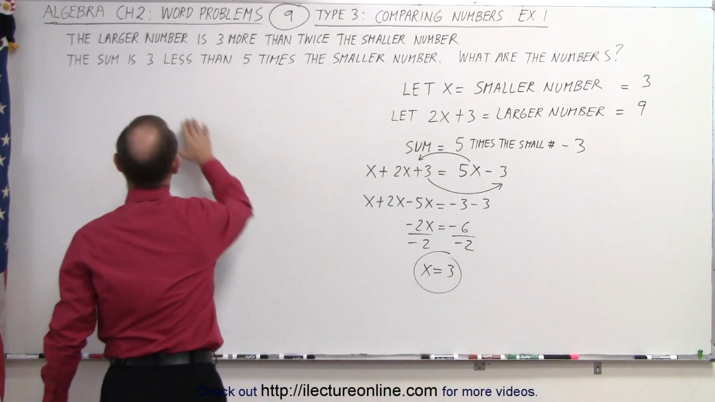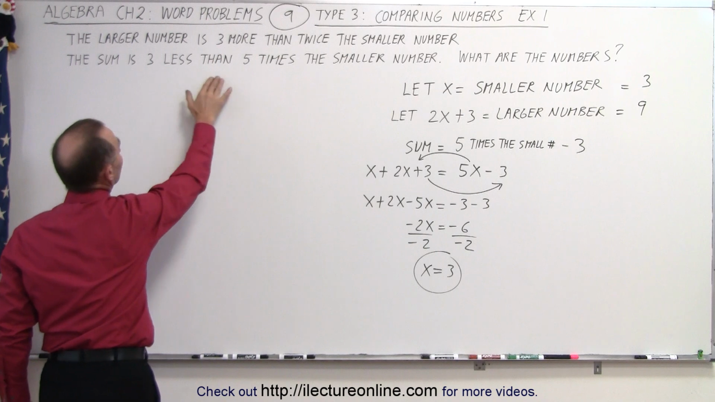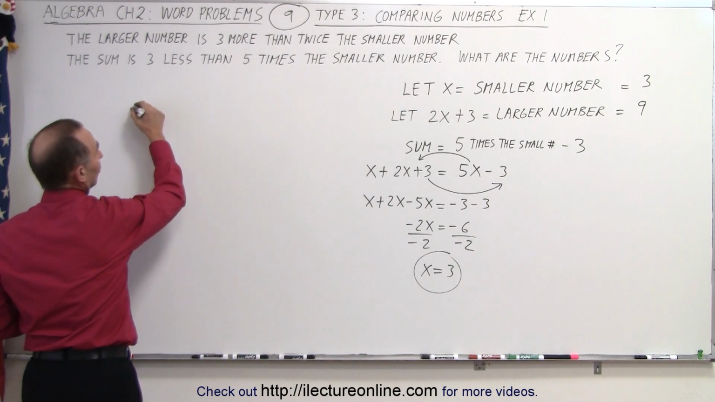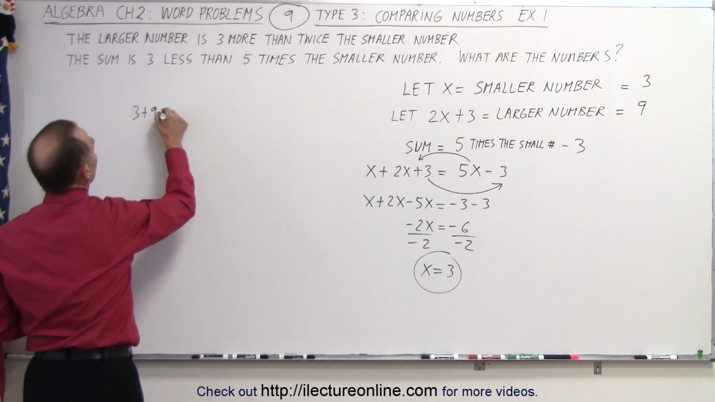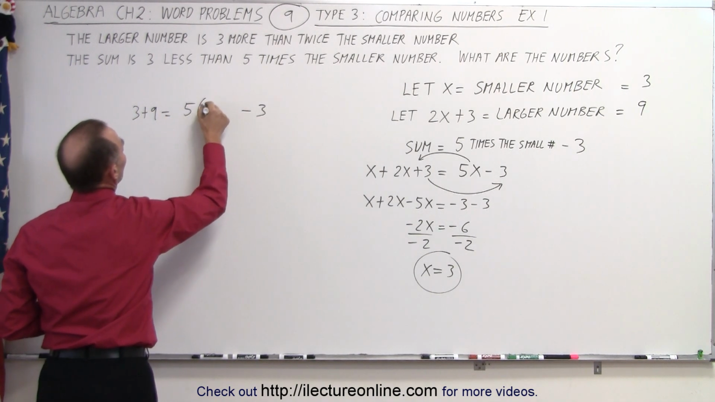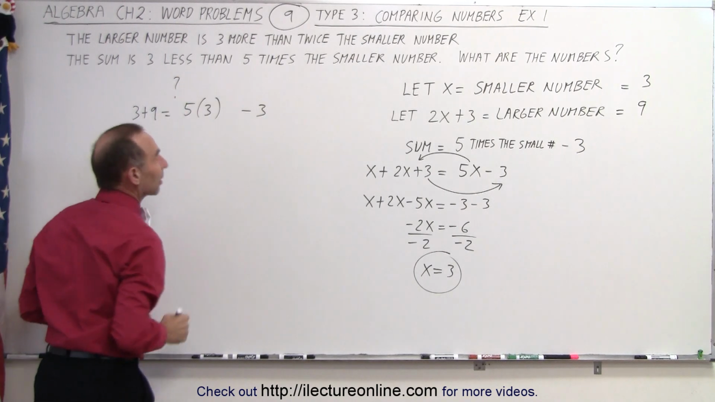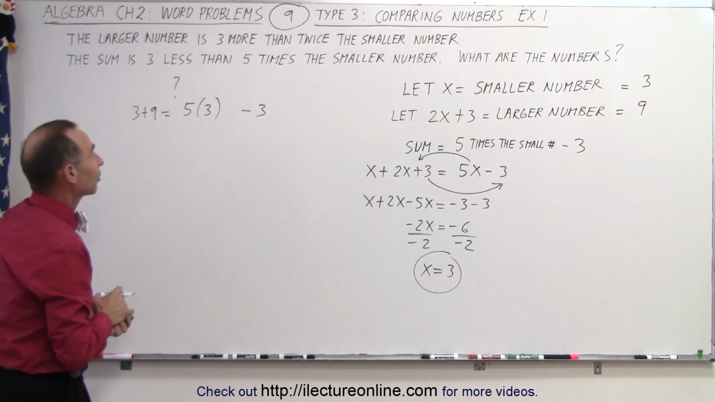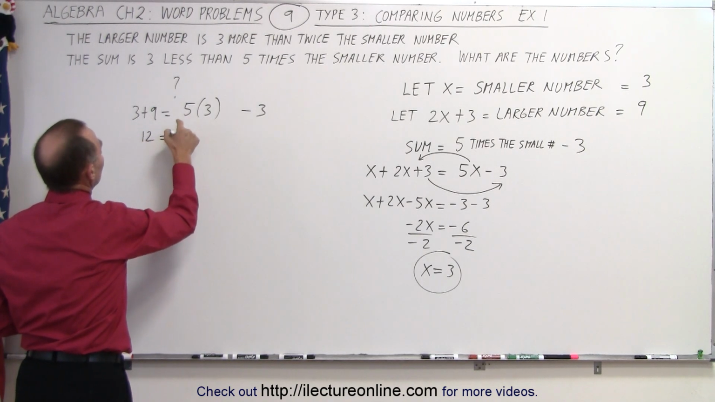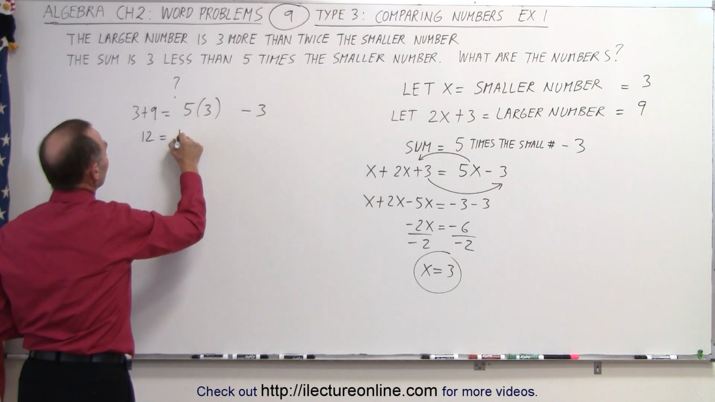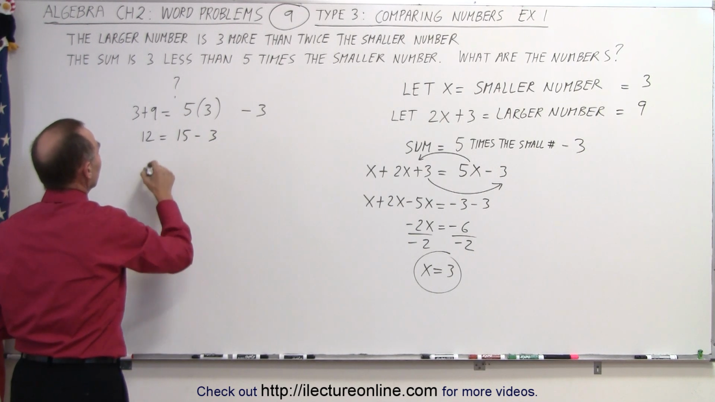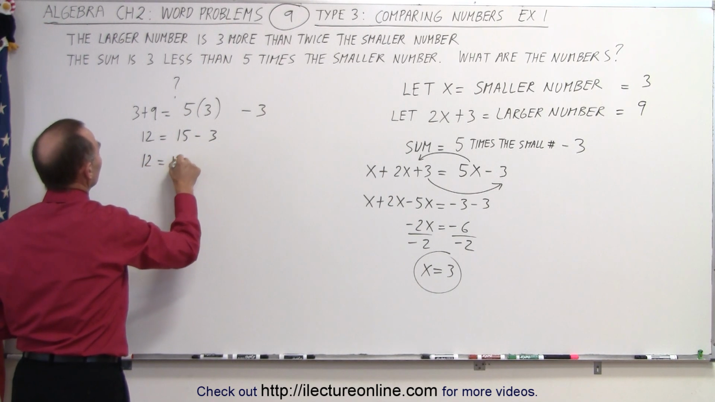And then you can check with the second one, saying the sum is 3 less than 5 times the smaller number. So is 3 plus 9 equal to 3 less than 5 times the smaller number? So that's the question mark. If that's true, then we found the correct answers. So the sum, 3 plus 9, is 12. That is equal to 5 times the smaller number, which is 15, minus 3, because it's 3 less than 5 times the smaller number. And sure enough, 12 equals 12.